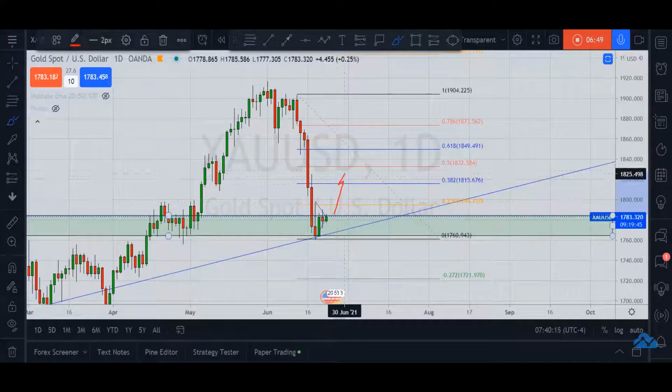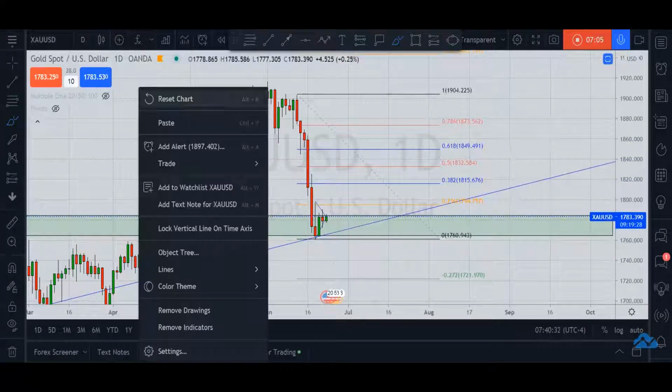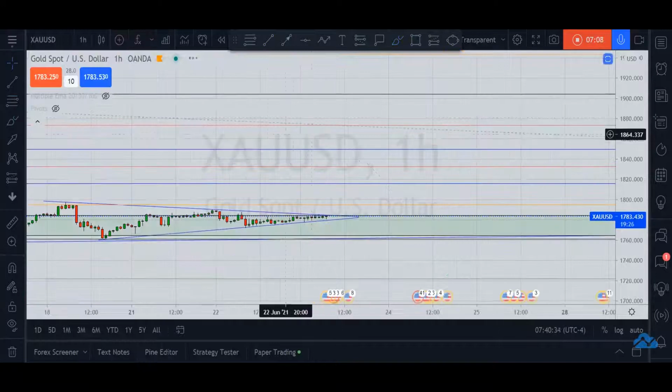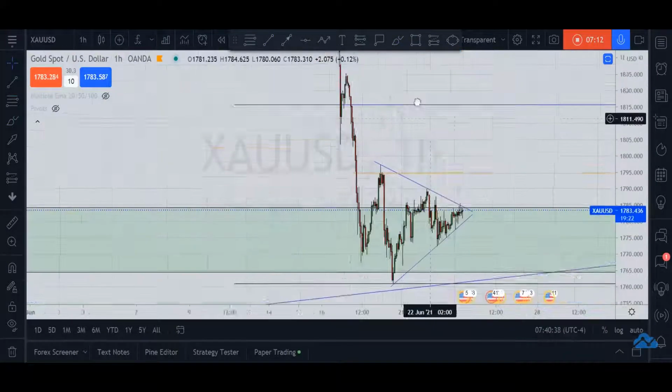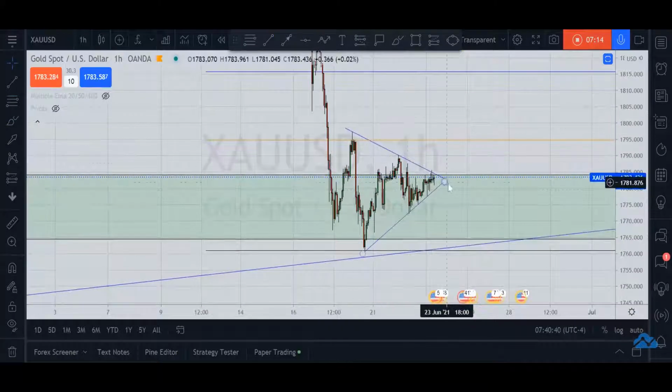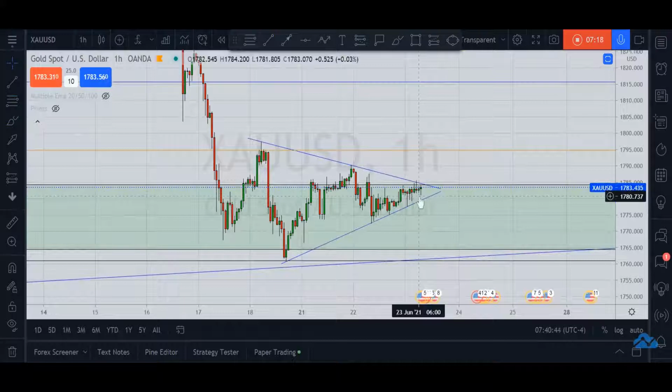So we have a bunch of good reasons to see that price will go up from here. I would start looking for bullish formations and patterns to form so that I can get in for a buy position. I also want you to take a good look on the hourly and see that we are in a symmetrical triangle, and we're waiting for a breakout.